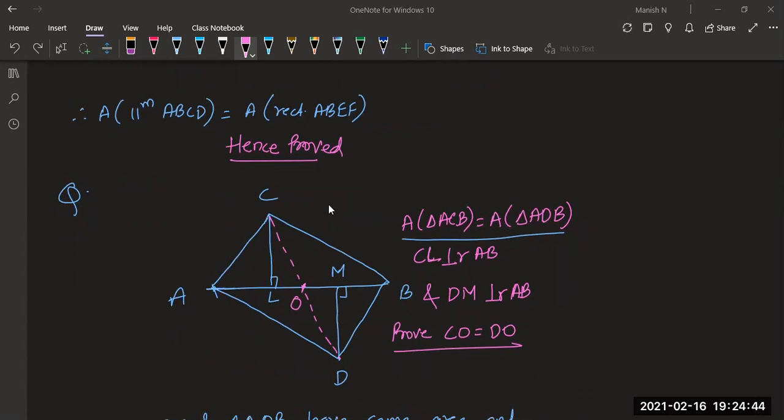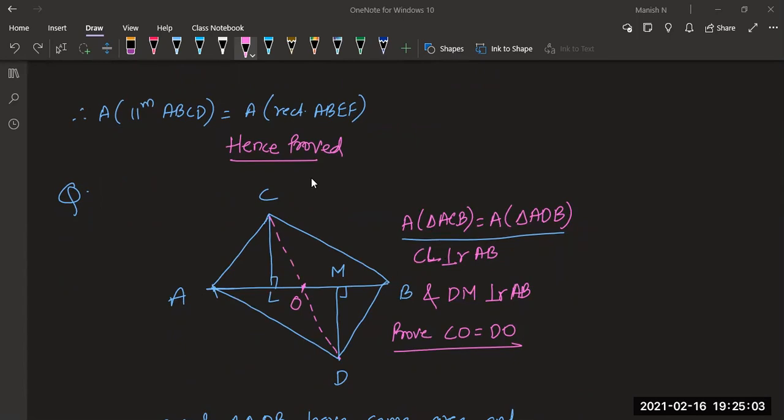Let's say this is quadrilateral ABCD. In this, we are given that triangle ACB has the same area as triangle ADB. AB is the diagonal of this parallelogram. The above half and the below half are equal in area.